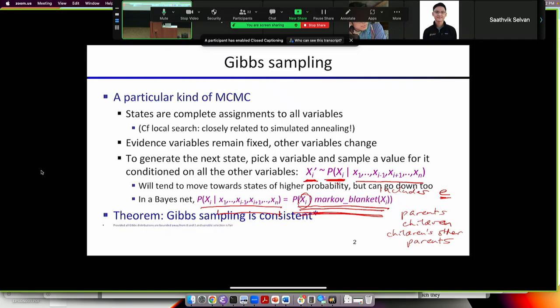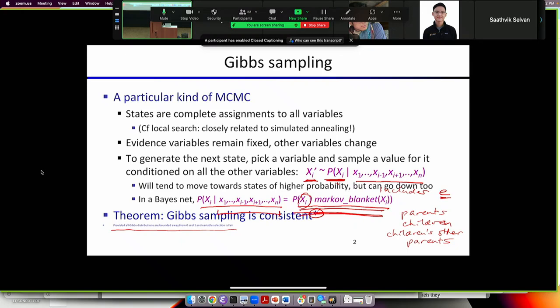Okay, so there's an asterisk here, which you probably can't see, but there's an asterisk there. And this is pretty common, actually. There should have been some asterisks in the same claim about the consistency of importance sampling. And there's some small print. So the small print is there. It says, provided all Gibbs distributions are bounded away from 0 and 1, and variable selection is fair.